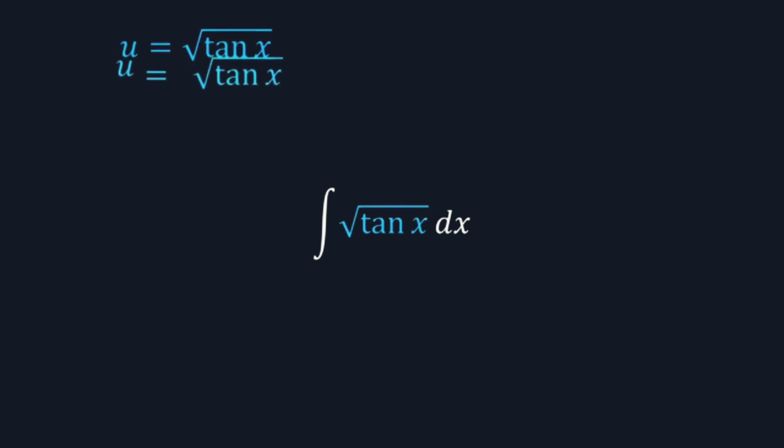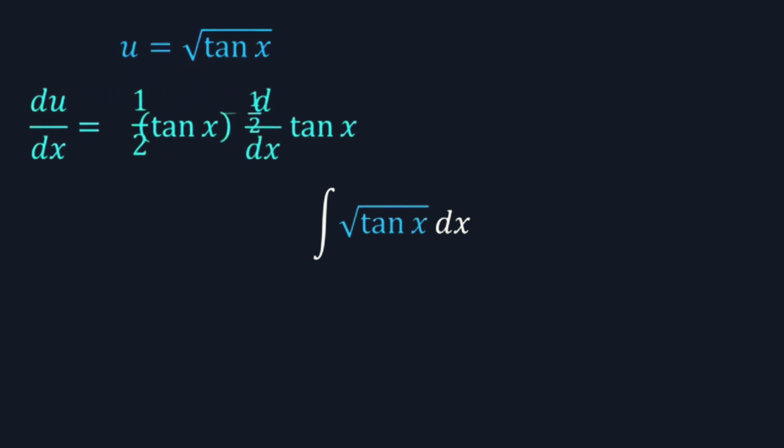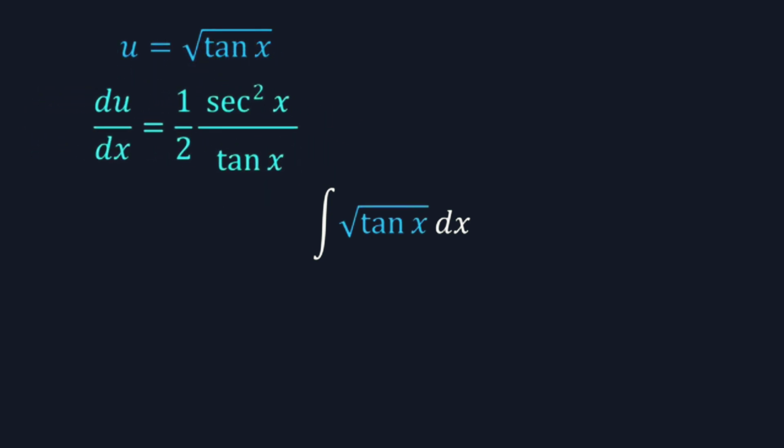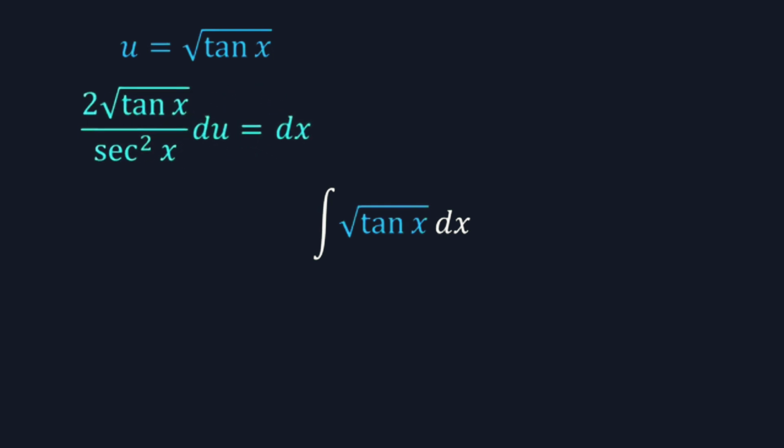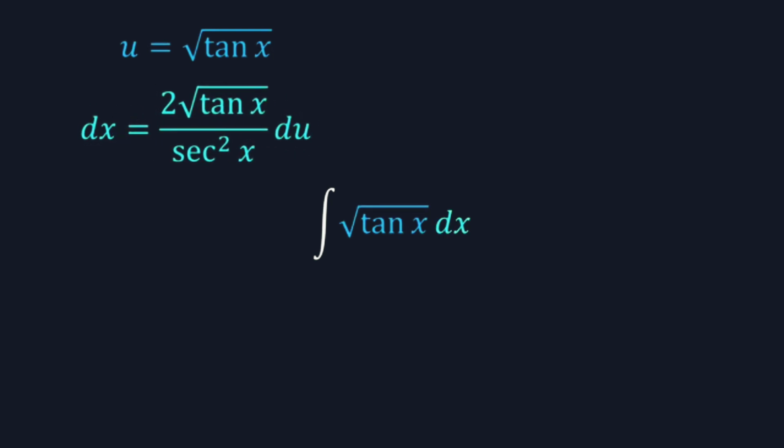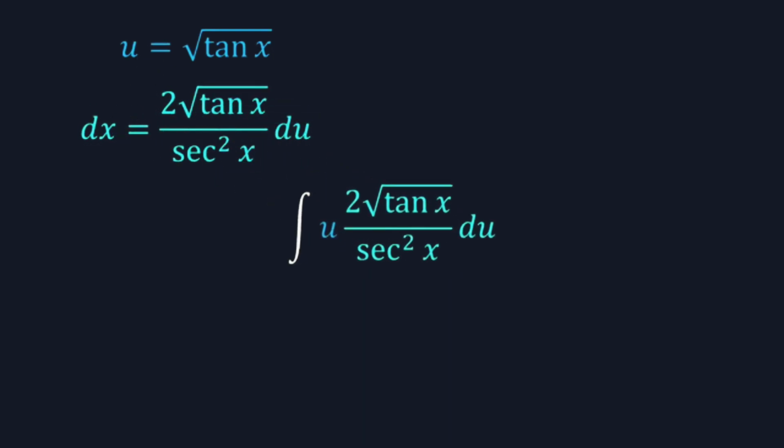This means that for du dx, after applying chain rule and noting that the derivative of tangent of x is secant squared x, we obtain the following. This means that dx is equal to the following. We can substitute both of these quantities back into the integral as such. Now at this point, we shouldn't have more than one variable in the integrand, and since we are integrating with respect to u, there should be no x's.